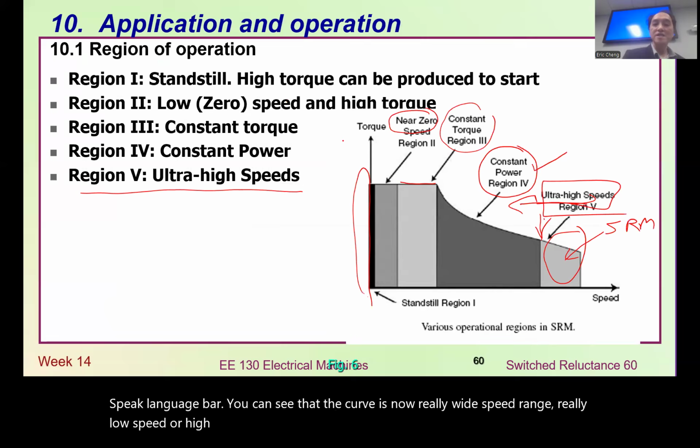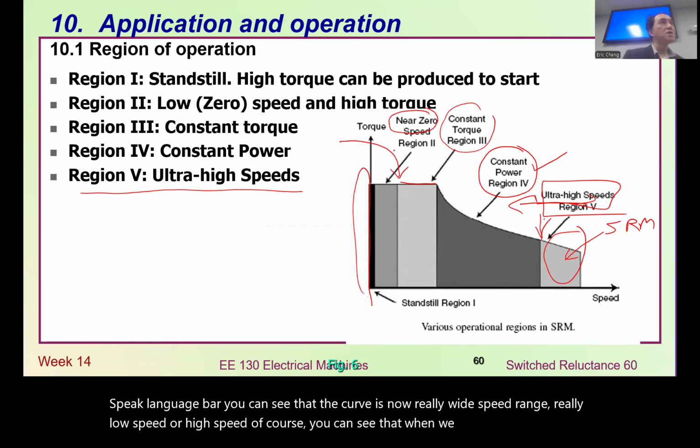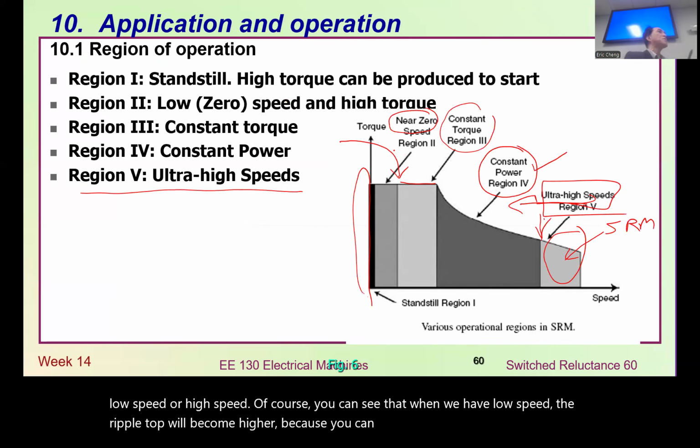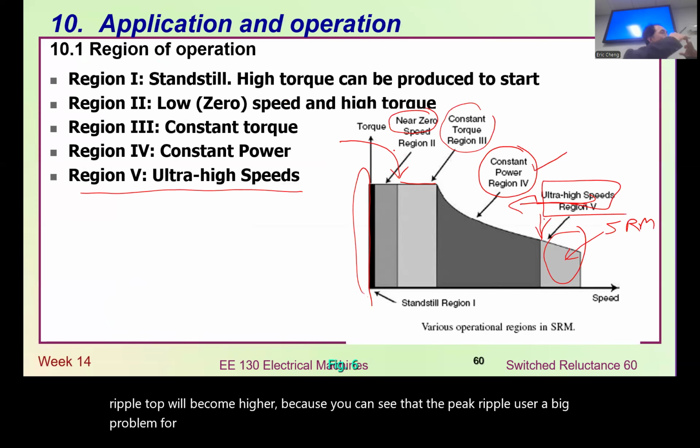But of course, you can see that when we have low speed, the ripple torque becomes higher, because the peak ripple is usually a big problem for SR motor. At low speed, the overlapping time is more easy to observe. So that's why we are able to see that.